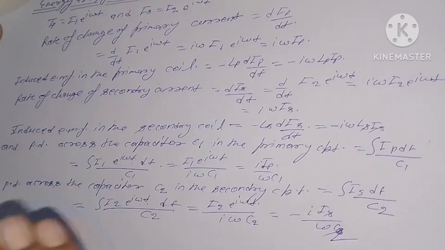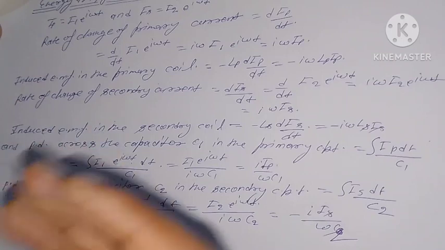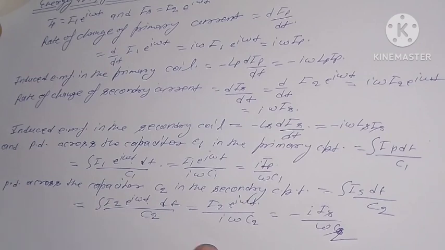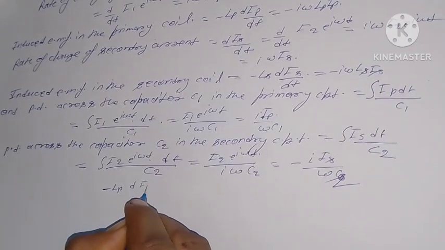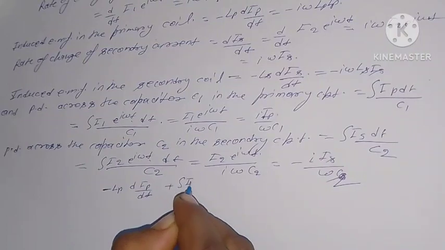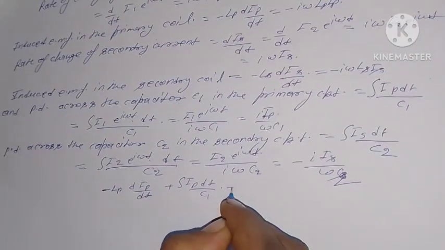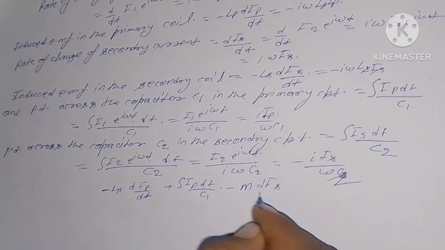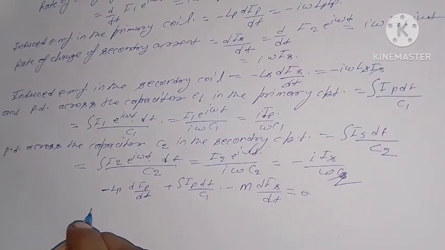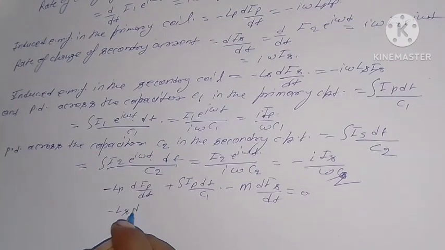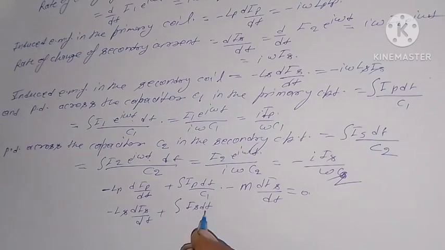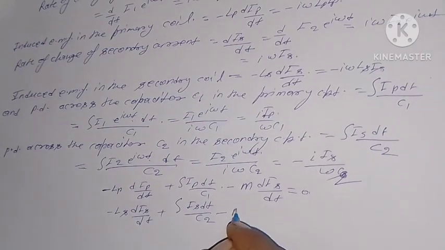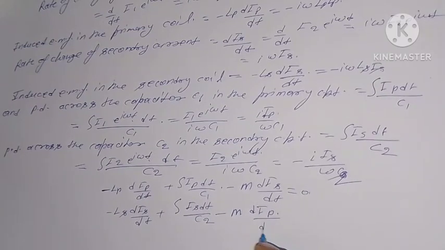If the two circuits are considered free from resistance and have inductance and capacitance only, then the EMF equations for the primary and secondary respectively are: minus LP dIP upon dt plus integration of IP dt upon C1 minus capital M dIS upon dt equal to 0, and minus LS dIS upon dt plus integration of IS dt upon C2 minus capital M dIP upon dt equal to 0.